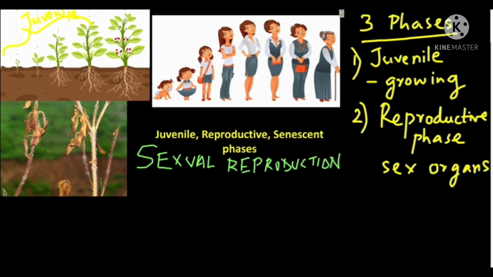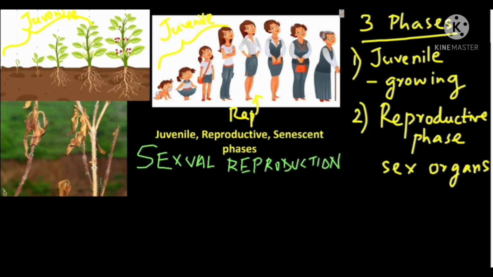Similarly, in the case of human beings, we can see it like that. This baby is growing to a child. This is an infant. Now she is in this stage, she is an adolescent. Then comes adulthood. If you take a look at human beings, this growing stage will be their juvenile phase. When they become adults, they are in the reproductive phase.